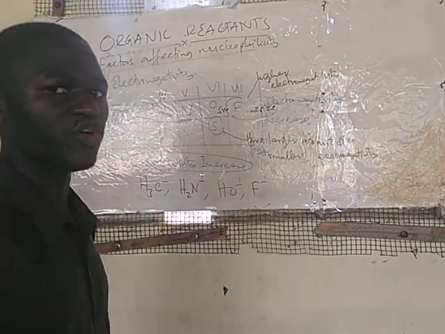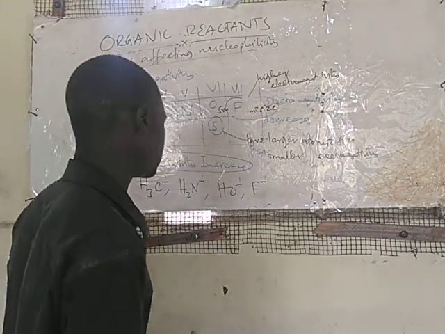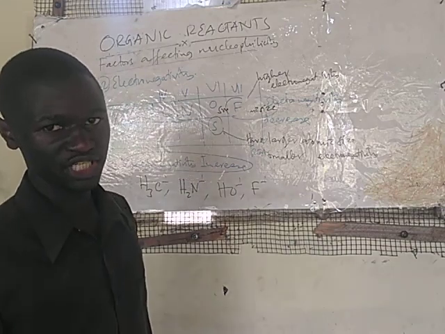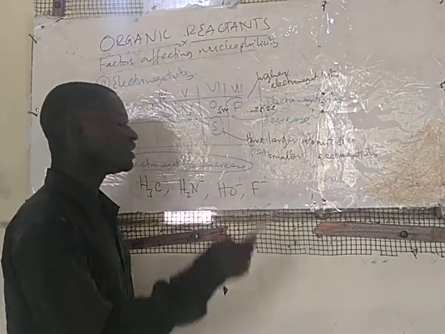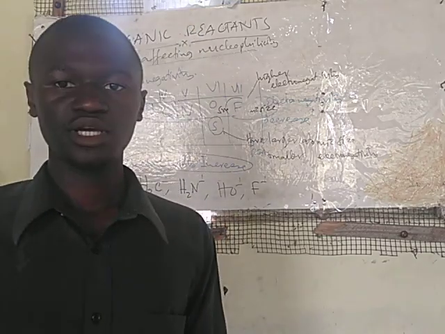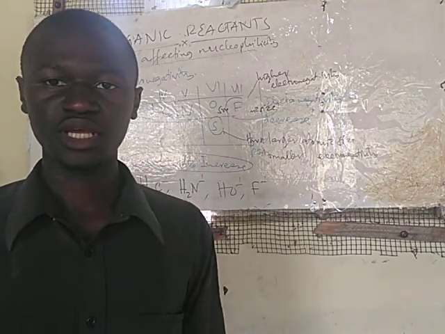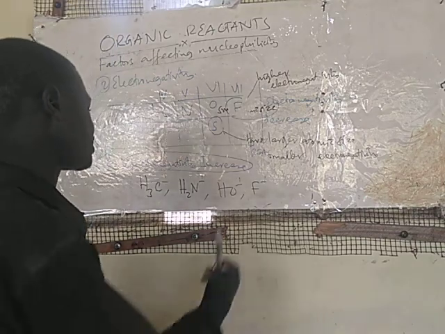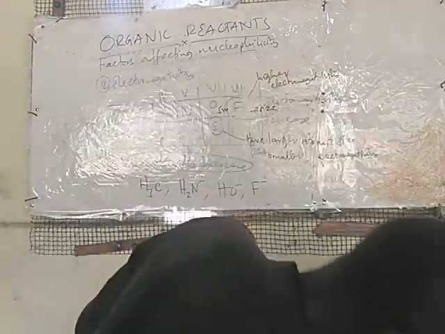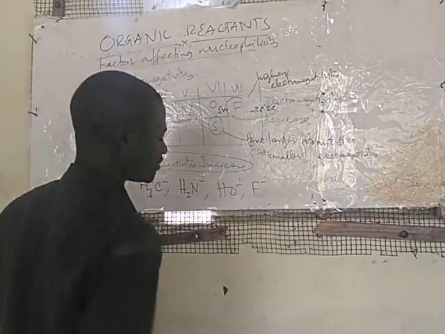So when we are talking of the electronegativity of the elements, this one will be more electronegative, but it will be less nucleophilic. So it can't react as fast as this one tends to react. That is the intensity of electronegativity.